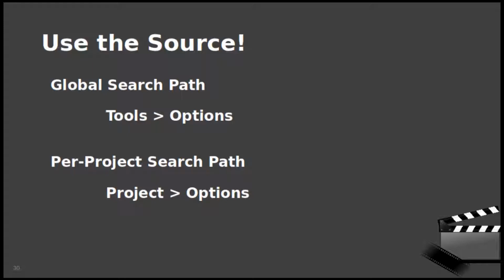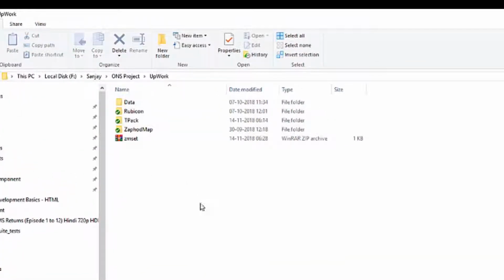As you probably know, there are two ways to set search paths on the Delphi IDE. You can set a global search path, or you can set a per-project search path. Here you see the disk of a Rubicon developer who has checked out source from 3 related Subversion repos: 1 Rubicon, 2 TPAC, and 3 ZaphodMap. This is more Delphi source on disk than most developers would have, but it's useful for demonstration.